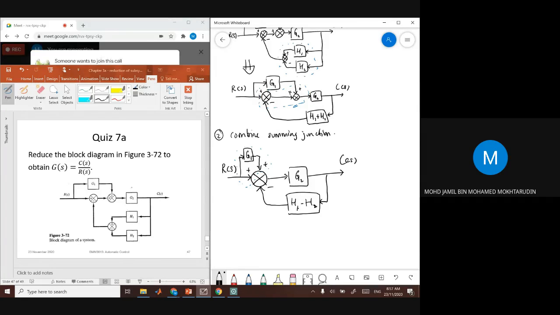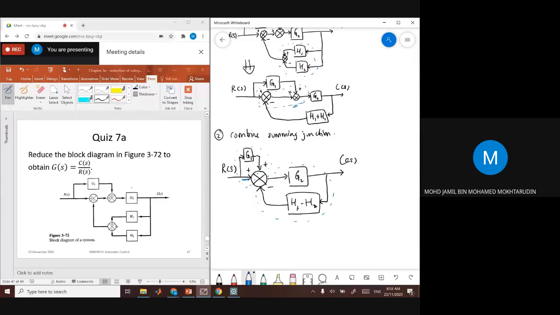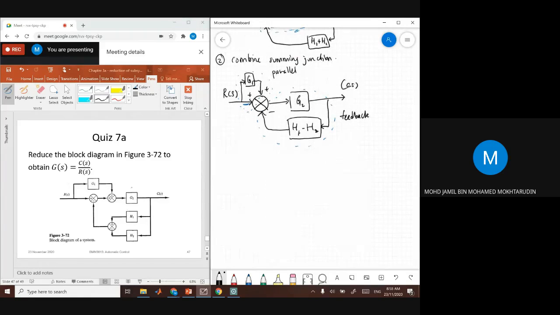Okay, so after that, these two are parallel, G1 dengan garisan ni. And then these two are in feedback, okay. So, ni parallel. Ni feedback. So, try simplify again.